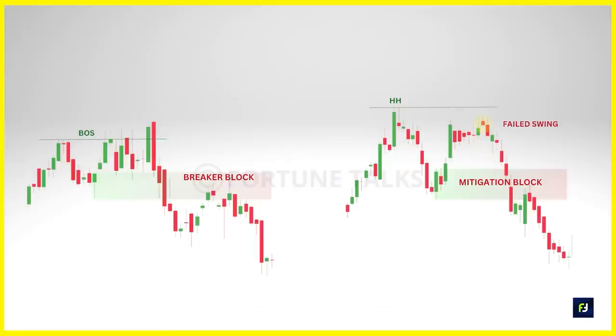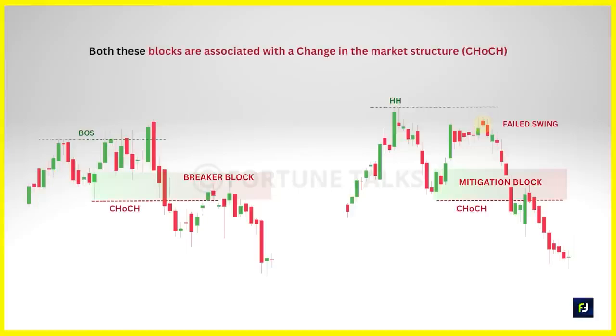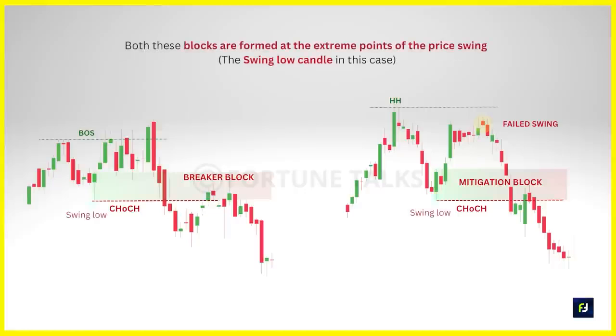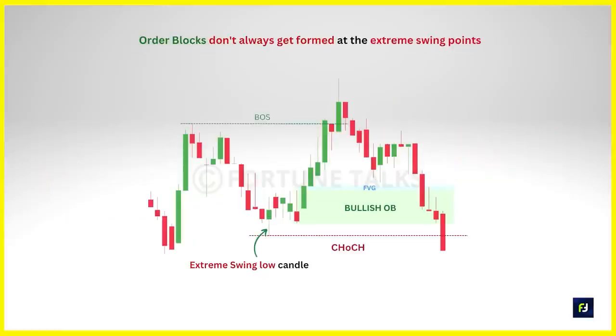Now look at these two figures where I have marked a breaker block and a mitigation block. One thing that catches the eye is that both these figures are associated with a change in the market structure, or simply a change of character. Another important observation is that both these blocks are formed at the extreme points of the price swing. So calling it a failed order block doesn't actually do justice for order blocks, because order blocks don't always get formed at the extreme swing points.